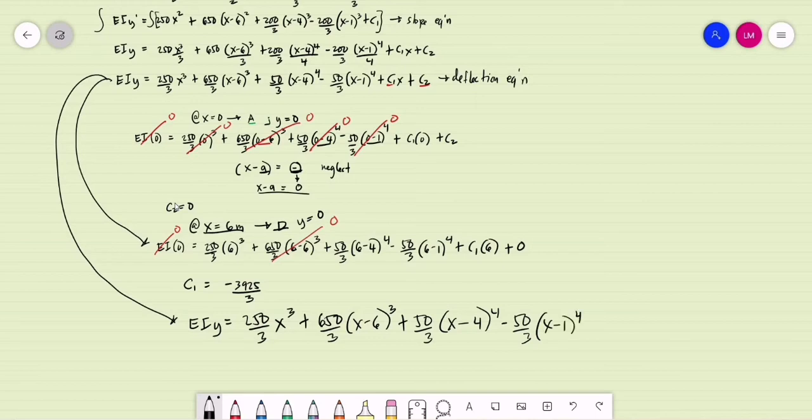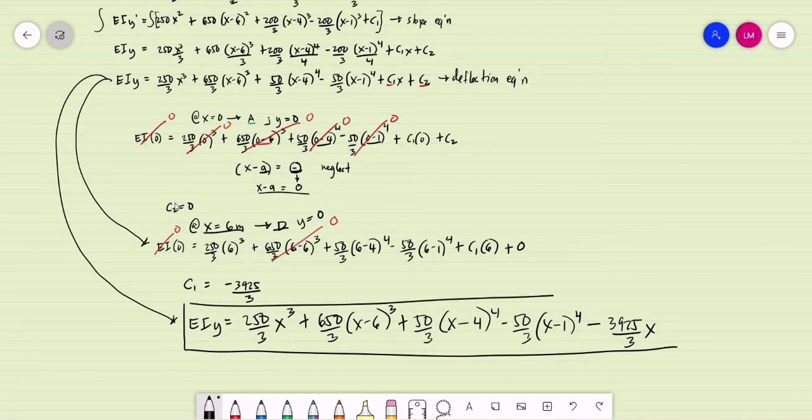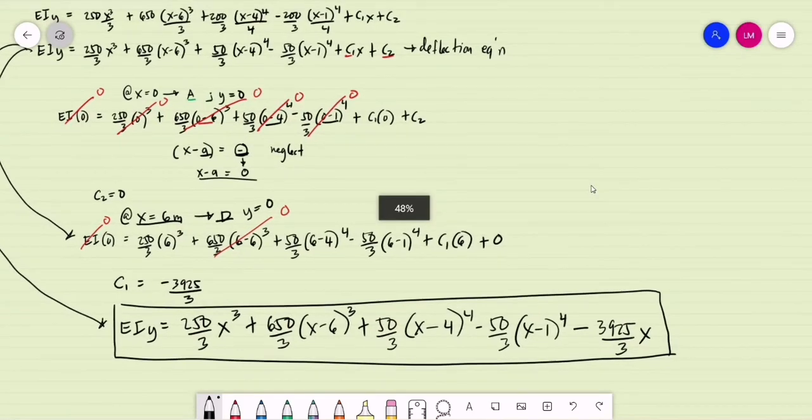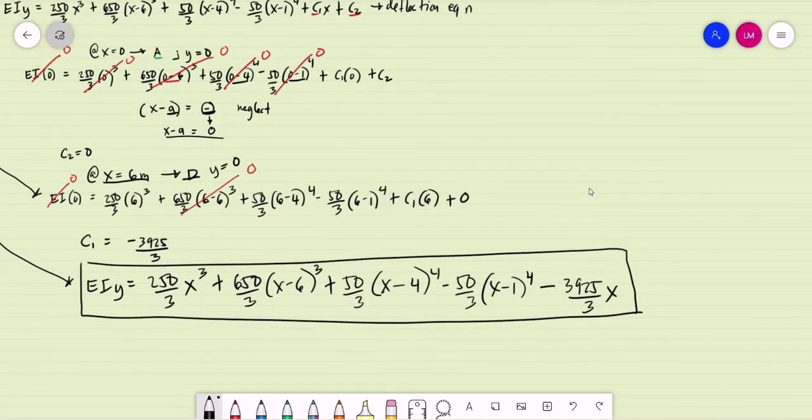Okay, plus that is minus, since C1 is negative, minus 3,925 over 3 of x. So this is the complete deflection equation. EIY is equal to 250 over 3 x cubed plus 650 over 3 multiplied by the quantity x minus 6 raised to 3, then plus 50 multiplied by the quantity x minus 4 raised to 4 minus 50 over 3, the quantity x minus 1 raised to 4 minus 3,925 over 3x. Okay, let us now compute for the required.